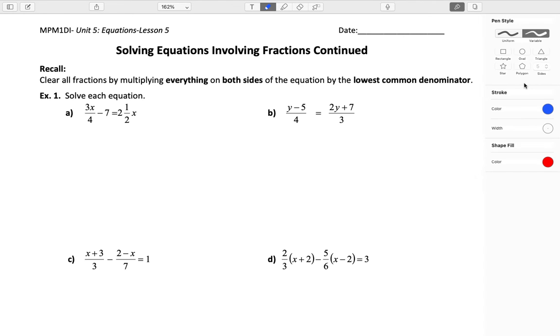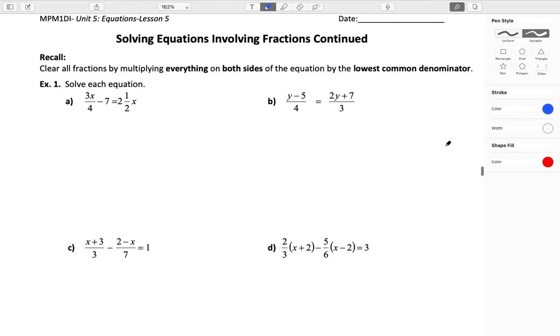Today we are going to work on lesson number 5 and 6, which is solving equations that involve fractions. Our goal is to get rid of the fraction by finding the lowest common denominator. So let's try example 1a.